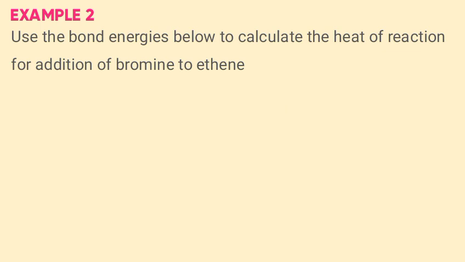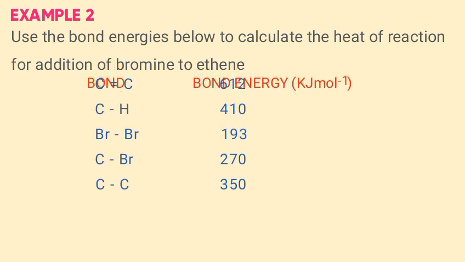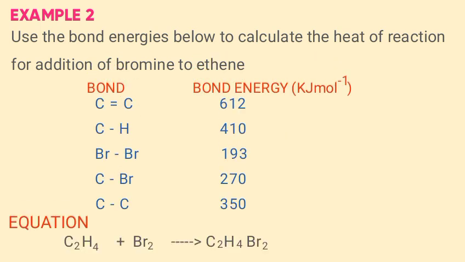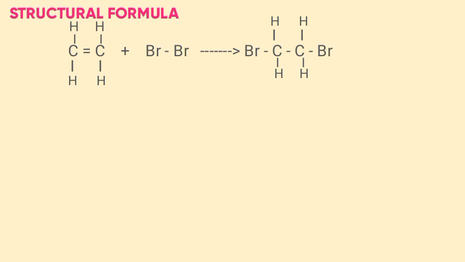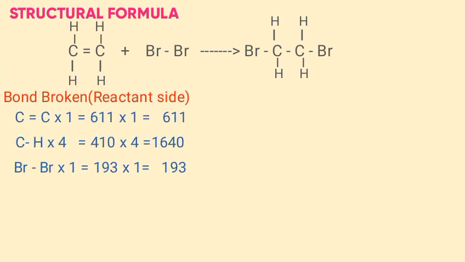Use the bond energies below to calculate the heat of reaction for the addition of bromine to ethene. Now, the equation is ethene C2H4 plus bromine Br2 arrow C2H4Br2. That is dibromoethane. The structural formula is shown below. Now, bonds broken on the reactant side, we have C=C times 1, 611 times 1, which is equal to 611. C-H times 4, 410 times 4 is 1640.